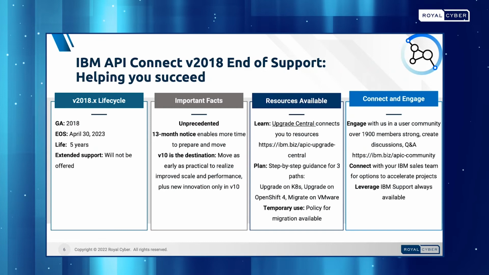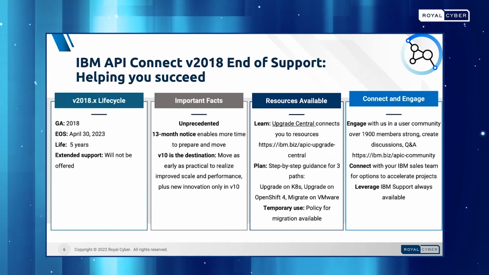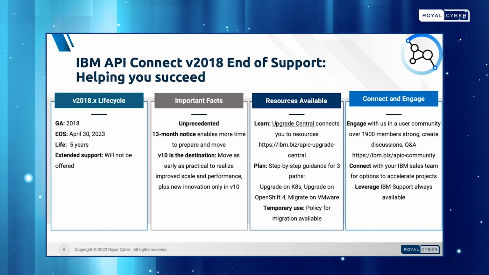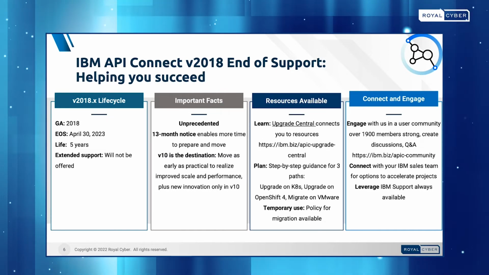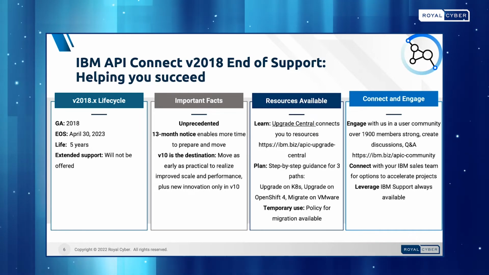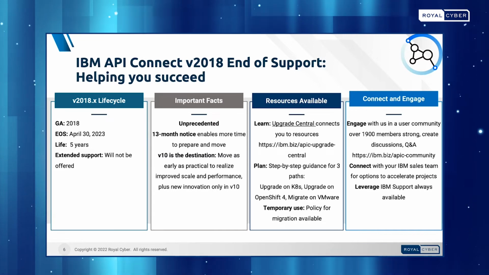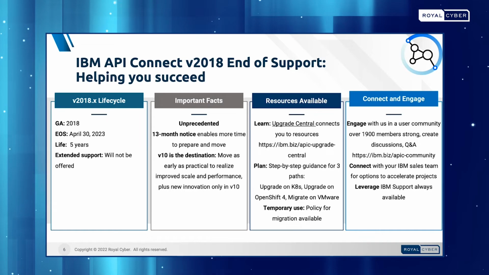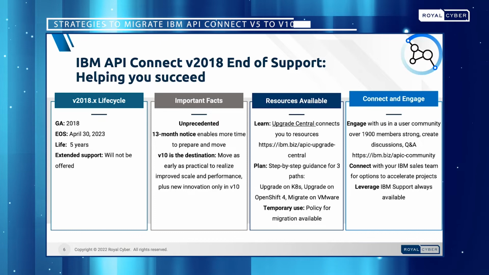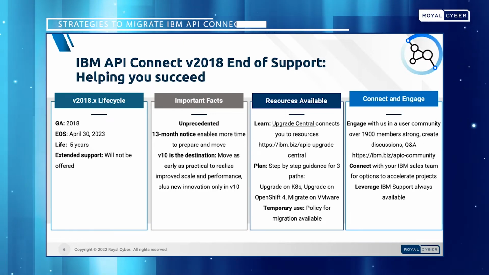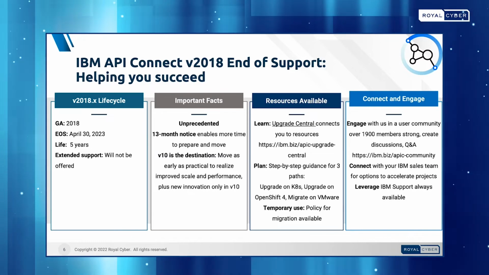Now, IBM API Connect version 2018 end of life support is approaching as well, which is going to be a year later from now in the same month. So this fact should also be noticed: we have almost 12 months remaining now, and we should plan to do this migration at the earliest. There has to be resource availability, for which we will talk about how Royal Cyber is going to help and how we connect and engage.